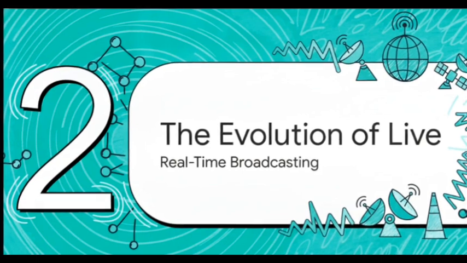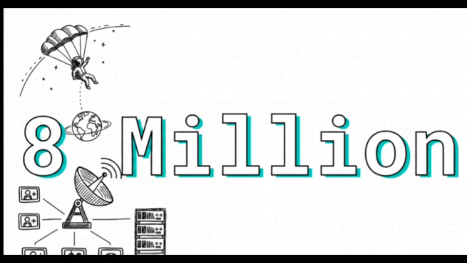Pillar 2, the evolution of live, broadcasting to the world in real time. So, moving from recorded storage to real-time broadcasting is a huge leap. And to really wrap our heads around the scale of what their live infrastructure eventually achieved, we just have to look back at October 2012. More than 8 million concurrent viewers tuned in at the exact same time to watch Felix Baumgartner jump from the edge of space during the Red Bull Stratos event. It was a total watershed moment.